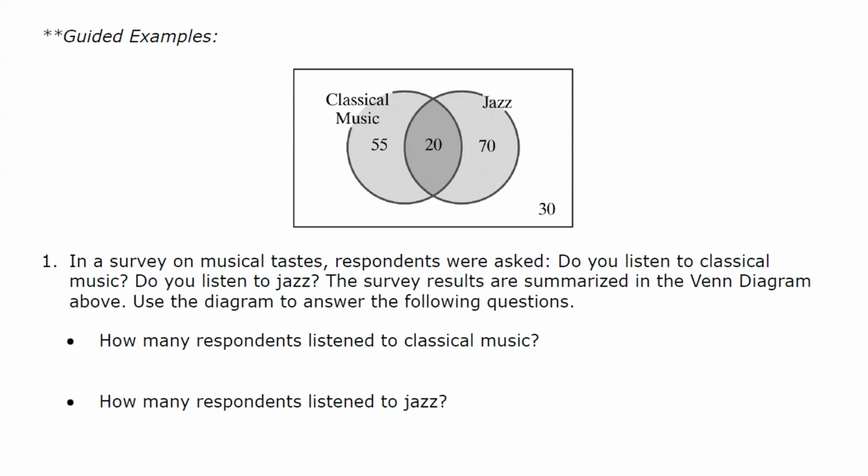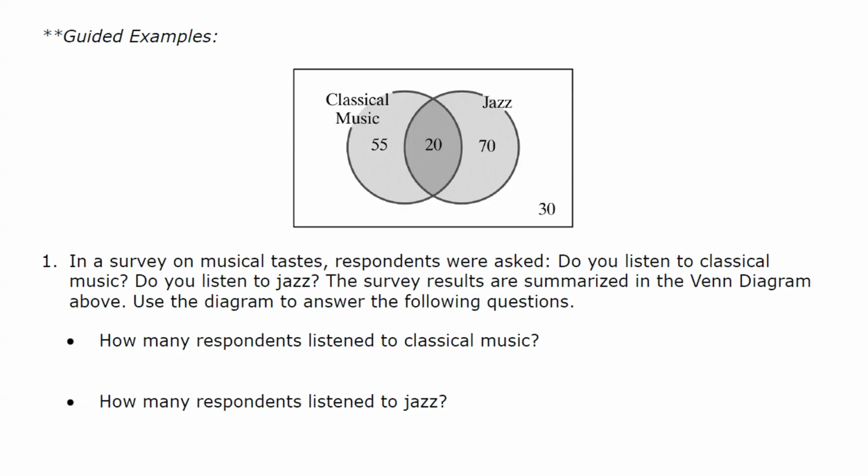Here's our first example. In a survey on musical tastes, respondents were asked, do you listen to classical music? Do you listen to jazz? The survey results are summarized in the Venn diagram above. We want to use a diagram to answer the following questions. How many respondents listened to classical music?